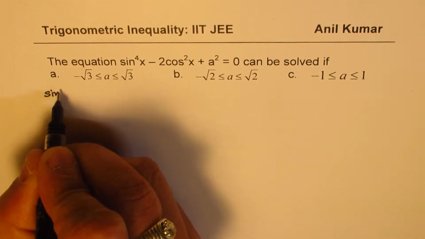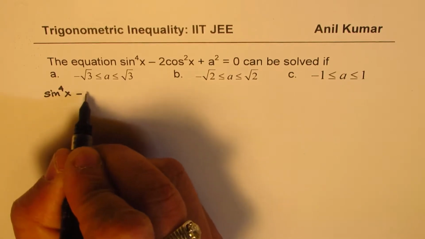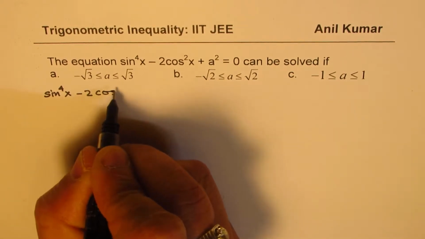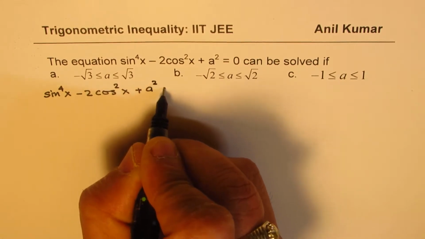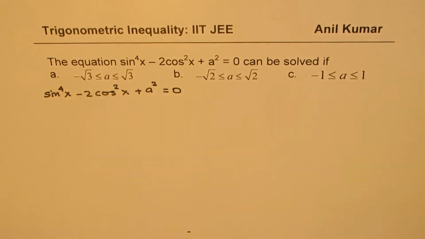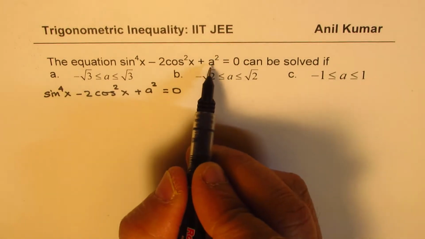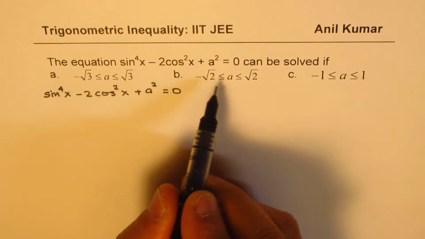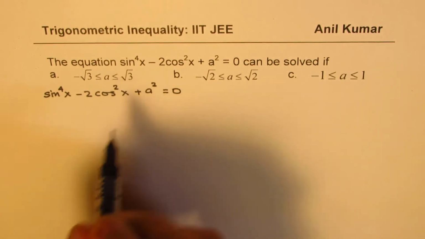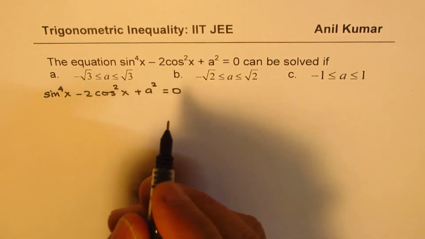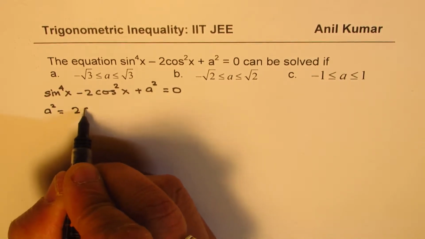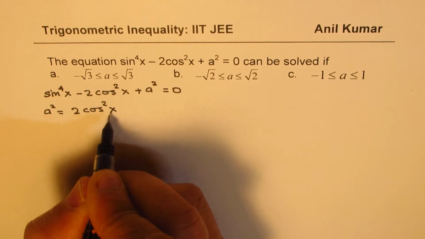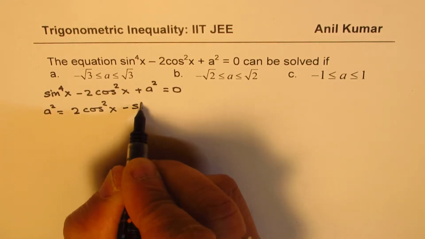We are given sine to the power of 4x minus 2 cos square x plus a square equals 0. In such questions, the first step is to isolate a, right? Because we are given answers in terms of a, we can take all of the terms to the right side. We can write a square equals 2 cos square x minus sine to the power of 4x.